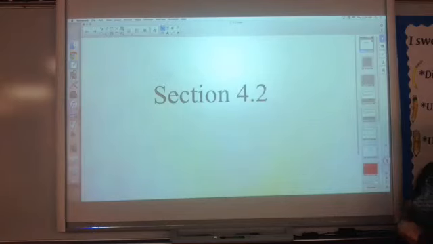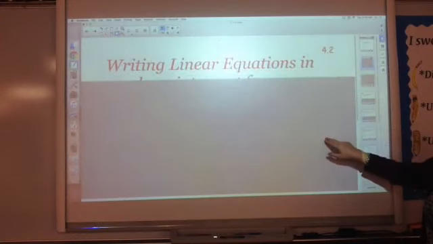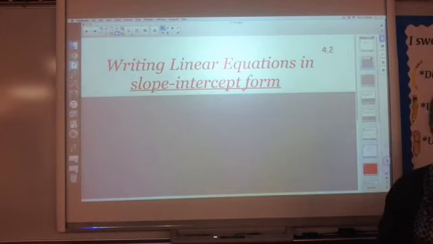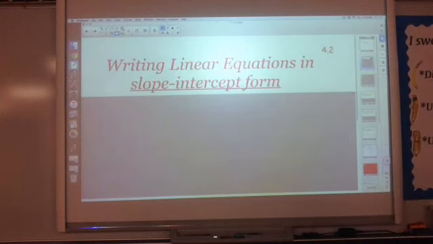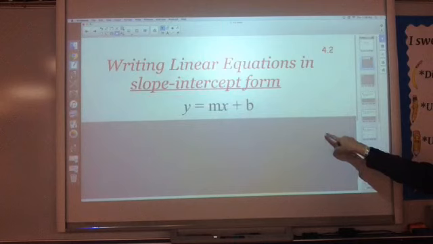Here are your algebra notes for section 4.2. We are going to be writing linear equations in slope-intercept form. Let me remind you to pause the video every time you need to write this down: write the title, write the section, put down example problems. This is writing linear equations in slope-intercept form. We've done this before, but we're going to add to it.